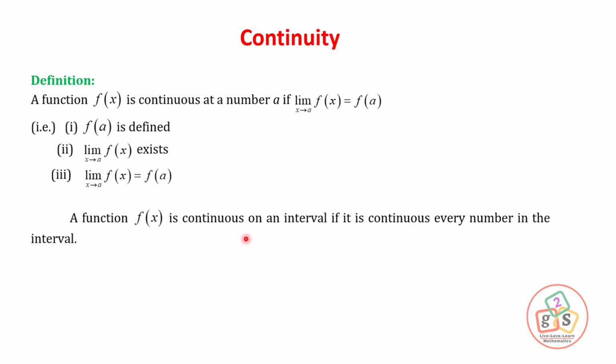A function f of x is continuous on an interval if it is continuous at every number in that interval. So, we defined a function continuous at the particular point a. Similarly, we can define it on an interval. That is, a function is continuous at each and every point in that interval.